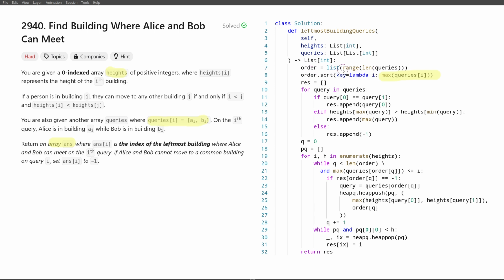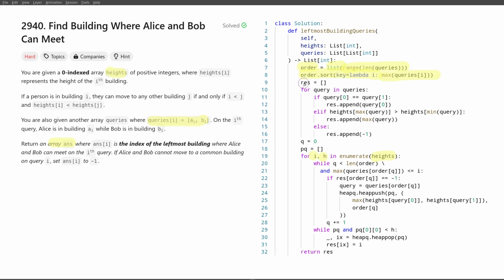So we generate a list of all the indices from 0 to n-1. This is our order, and we sort our order. That's because we want to generate the answers for all the results. So we have to maintain the original order, but go over queries in the sorted order. So we sort them based on increasing max of the two values. Because we're going to be going through all the heights, enumerating them, and only looking at queries for which our current building could possibly be the answer because it's not to the left of the two buildings within the query.